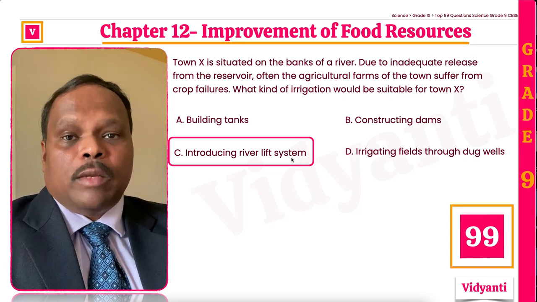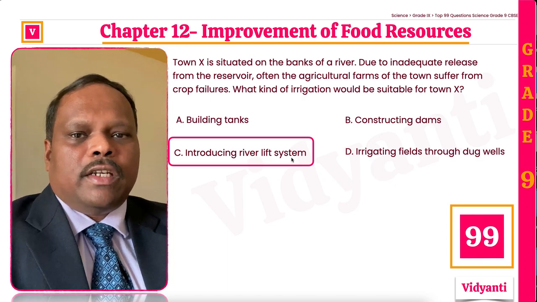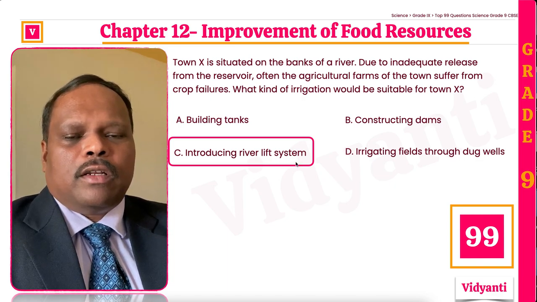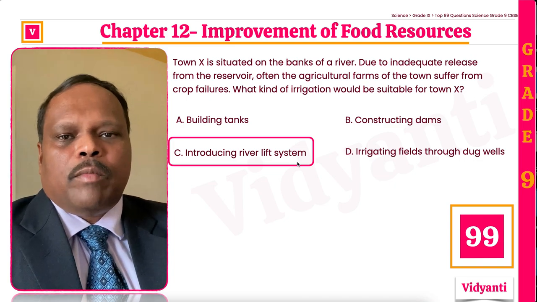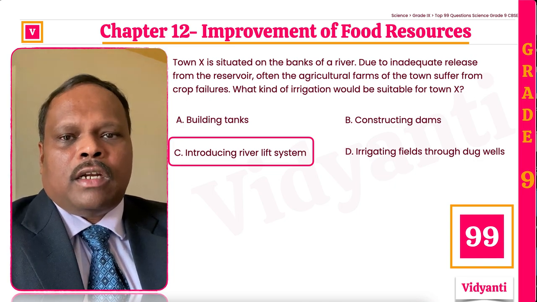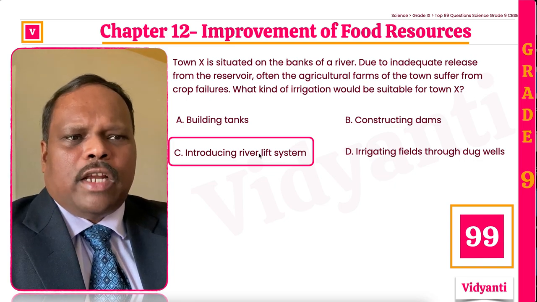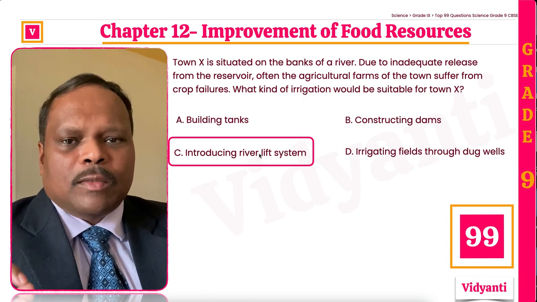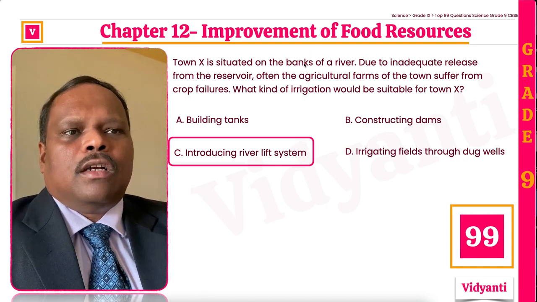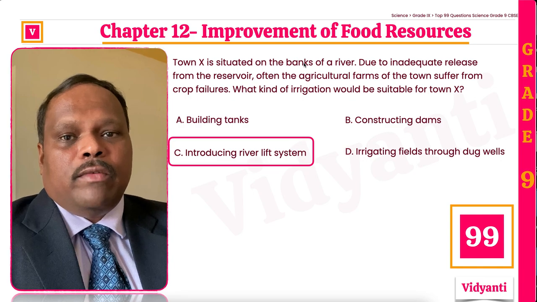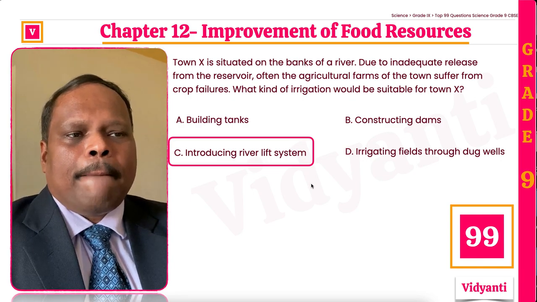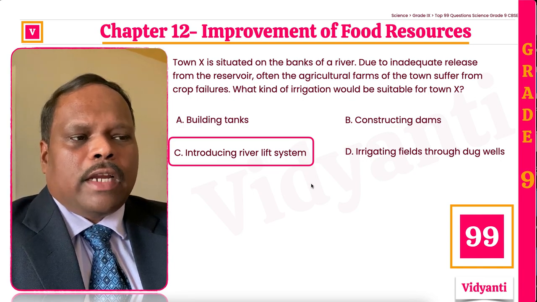So this is more suitable for places in the vicinity of the river, because this particular thing requires heavy piping, heavy infrastructure, and large capital investment. So that is suitable only for a very specific scenario where the places are very close to the river. So that's all. These are the 99 questions.